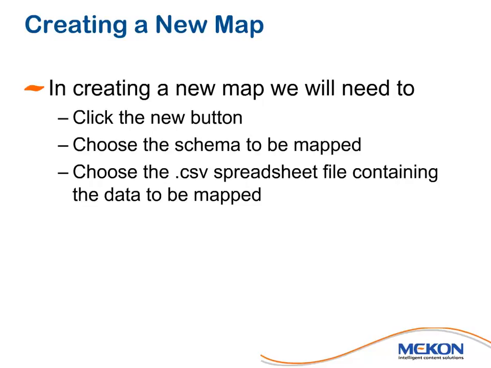So what we have to do then to create a new map, we click on the New button on the interface, and then we choose the schema to be mapped, and then choose the CSV spreadsheet file which contains the data to be mapped.